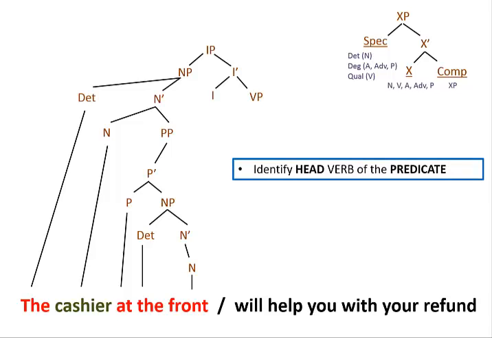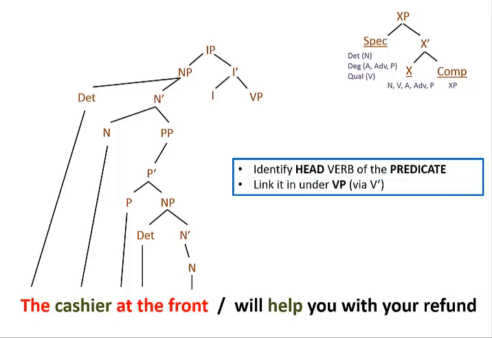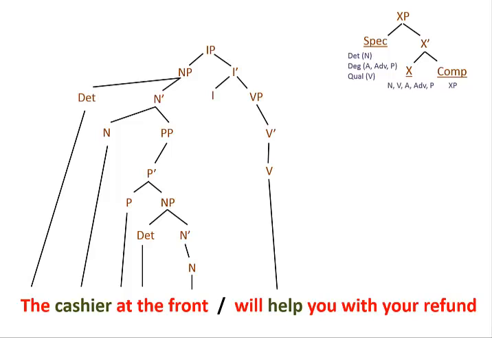So again, first thing we need to do is figure out the head. Always start with your head. One way to ensure that you always get the right head verb in the predicate is to figure out which is the word that would actually change if you changed the tense. Let's say we put this into the past tense, then it would be the cashier at the front helped you with your refund, so that establishes help as the head verb of the verb phrase. So again, link your head into the tree, showing 3 levels of structure.